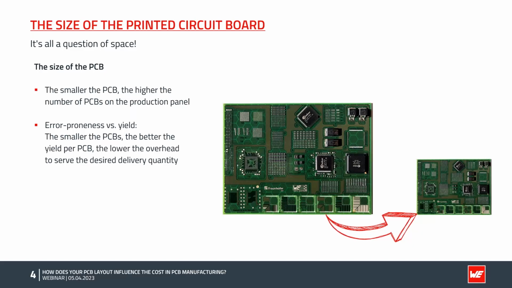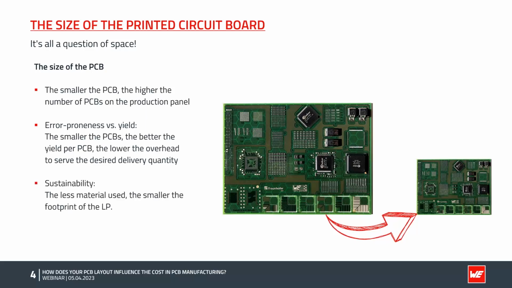Imagine we have 100 PCBs on a manufacturing panel or on a production panel. If there is one defect on this panel, it's still 99 good PCBs, and we have a yield of 99%. So you see, this is again one thing that may help you if the PCB is just too big. We have to think about how many PCBs we put into production so that we have an overhead to still serve your desired delivery quantity. And we have to do more of that, the bigger the PCBs are.